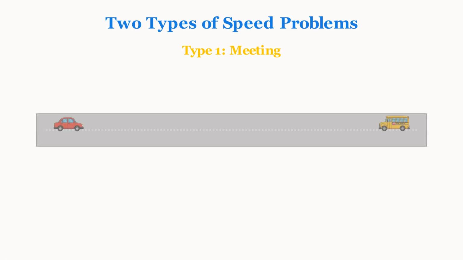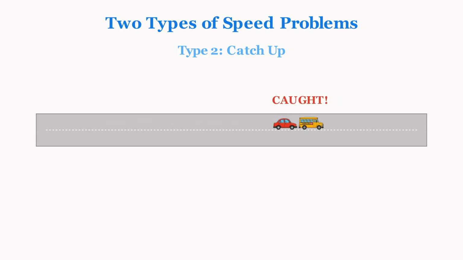In speed problems, there are two main types you'll encounter, meeting and catch-up. First, the meeting problem. Two objects start at opposite ends and travel towards each other. They move towards each other until they meet. Second, the catch-up problem. Both objects travel in the same direction, but one is faster. The faster one eventually catches up to the slower one.